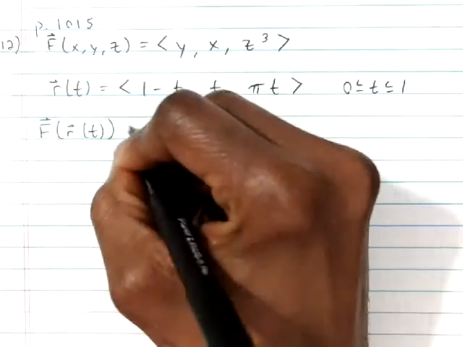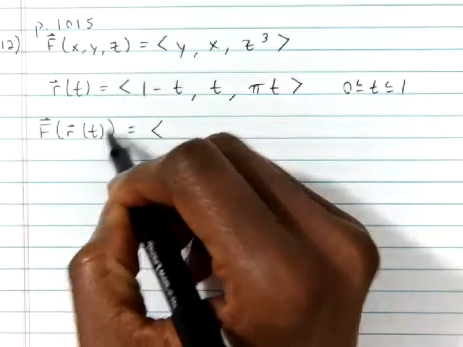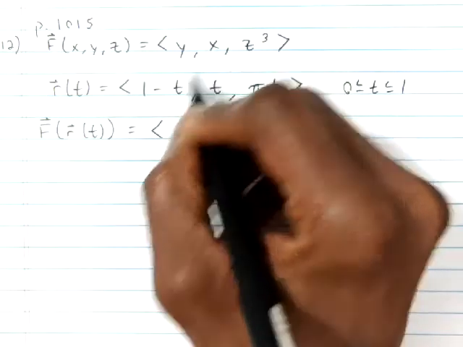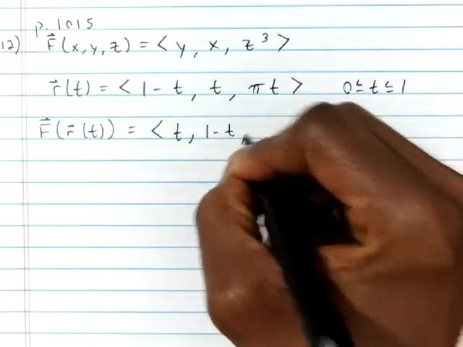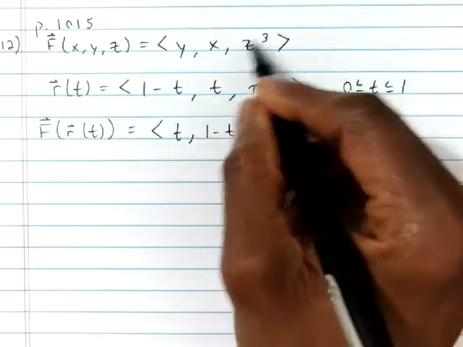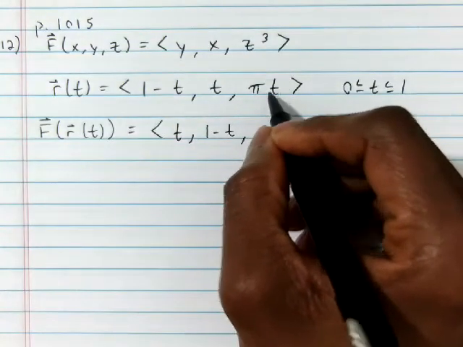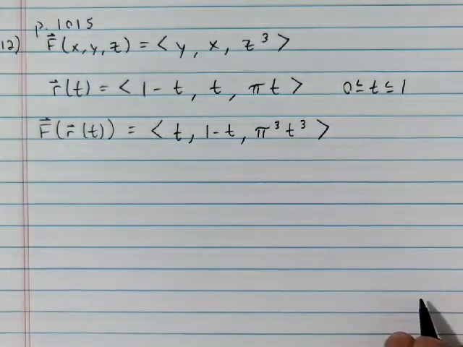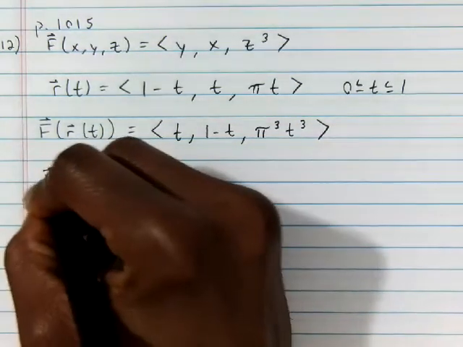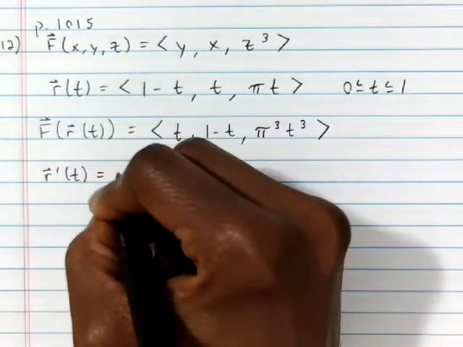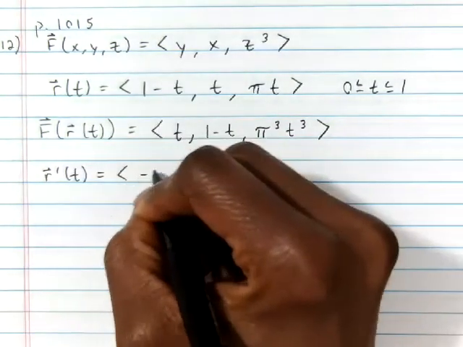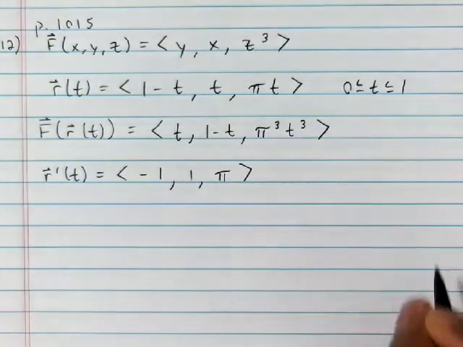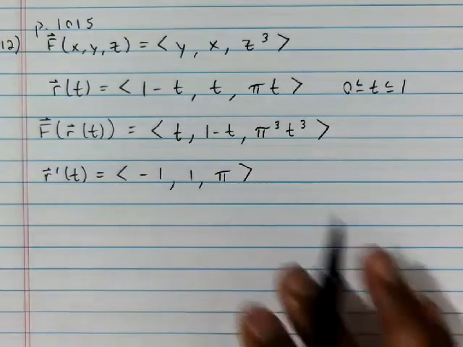So this for us equals, now this is supposed to be T. So that's T. This X is 1 minus T. And then the Z cubed is going to be pi T cubed, so pi cubed T cubed. That's our F of R of T. And then we also need R prime of T. R prime of T is going to be -1, and then 1, and then pi. And now we need the dot product of these two.